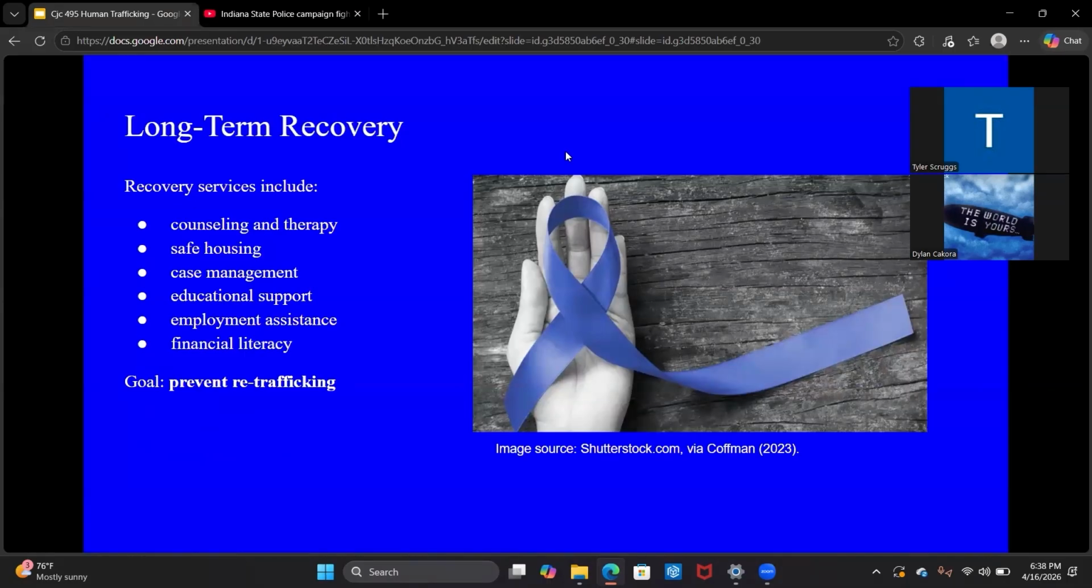Recovery services include counseling and therapy, safe housing, case management, educational support, employment assistance, and financial literacy. The goal is to prevent re-trafficking. For survivors to be independent and long-term recovery is crucial.